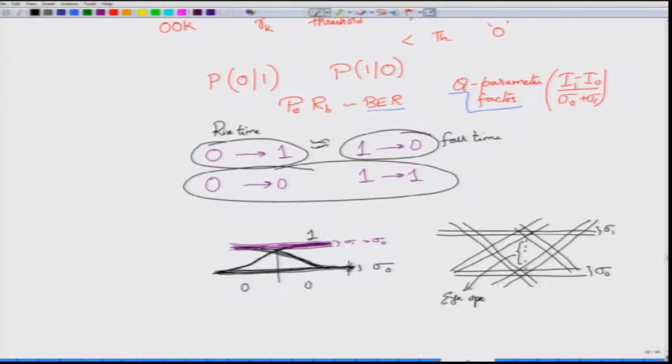The eye opening tells you how much noise margin exists in this particular link. If the eye opening is small, then it means that the system is very noisy. If the eye opening is large, then the effect of noise is very small. Also, the slope of these lines will tell you the transition from 0 to 1, or will give you the rise time. The slopes of the lines going from 1 to 0 will give you the fall time. Rise time and fall time are usually the same.